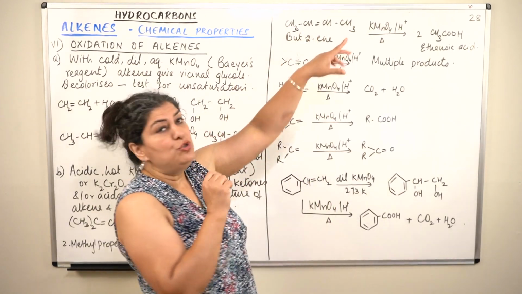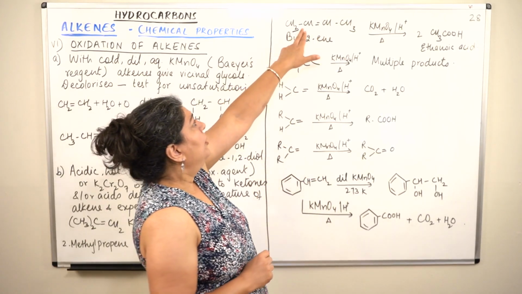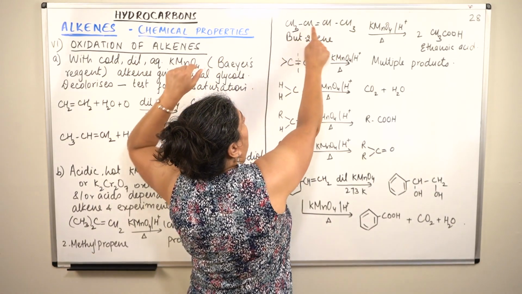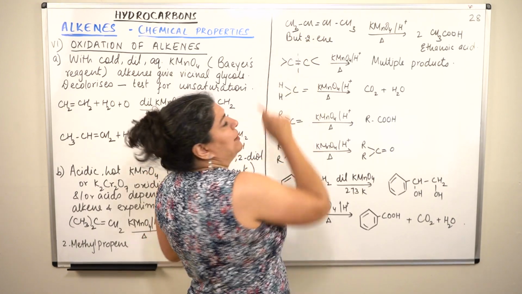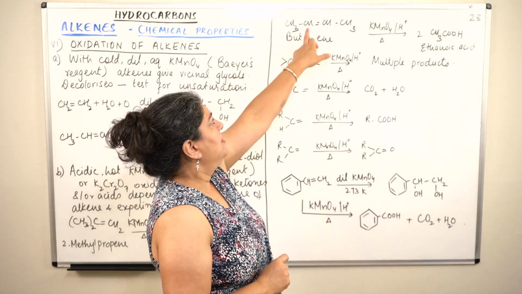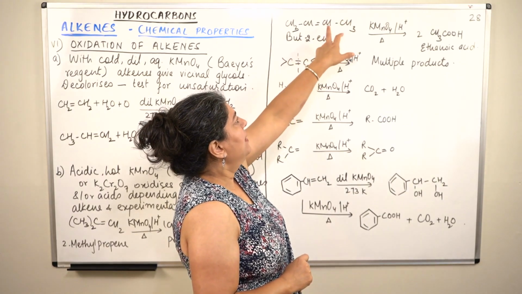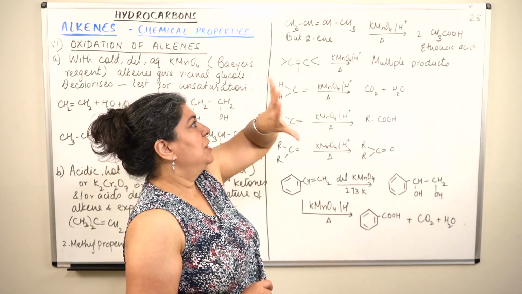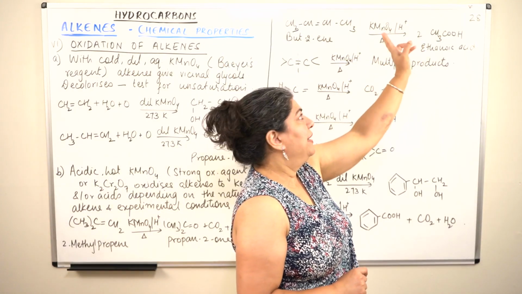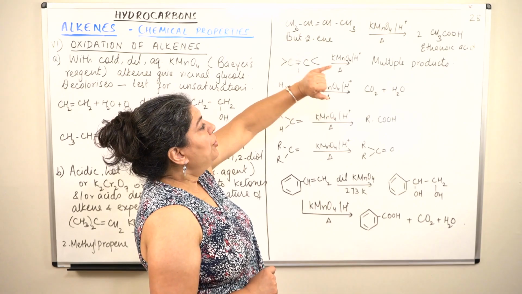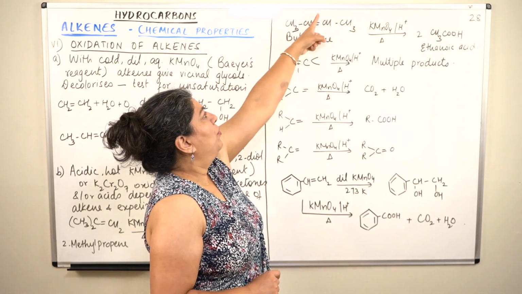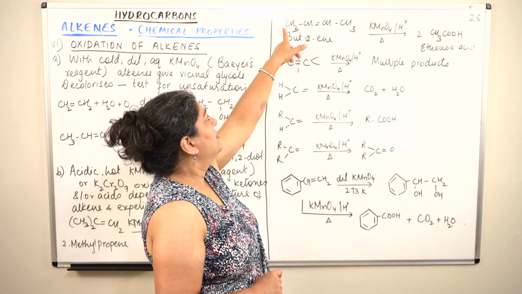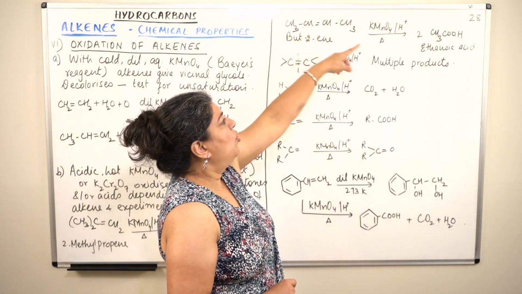In this case, we have butene, which is a symmetrical alkene. On both sides of the two carbons which are attached by the double bond, each carbon is attached to one hydrogen and one methyl group. Do you see here? CH3CH, and this is also CH3CH. When you carry out its strong oxidation with acidified potassium permanganate at a higher temperature, what do you get? The bond breaks here, and CH3CH remains as such, but the CH3CH becomes CH3COOH.